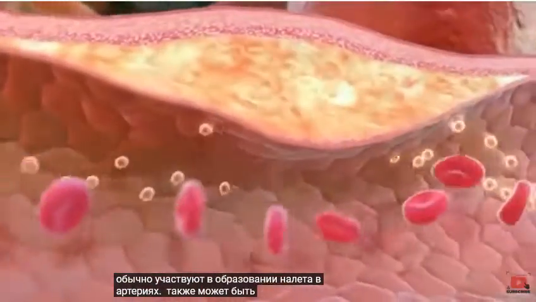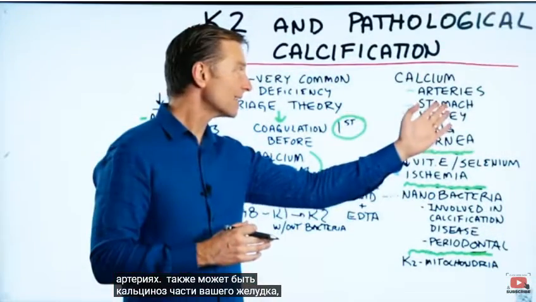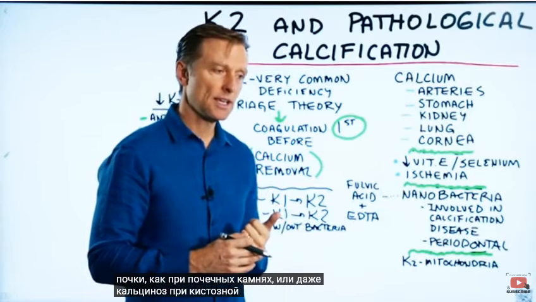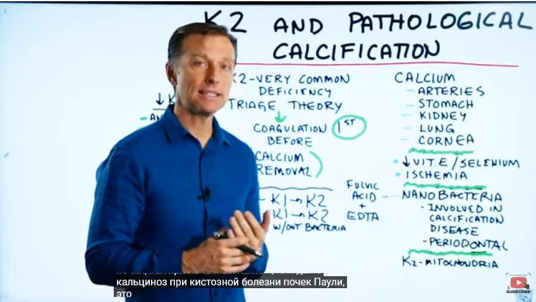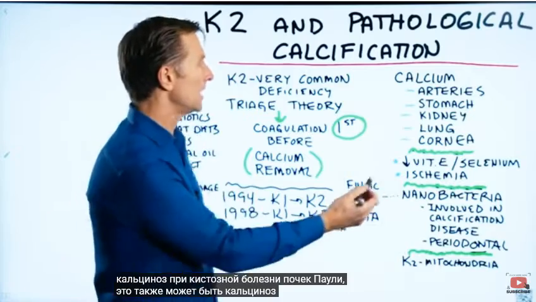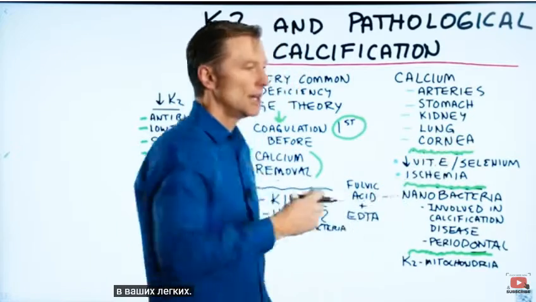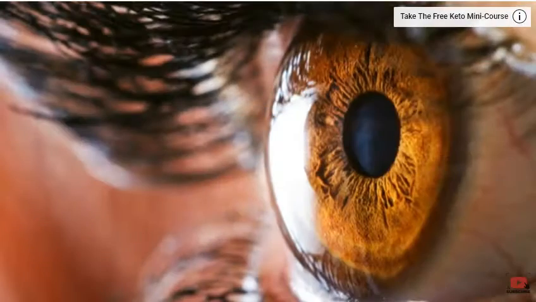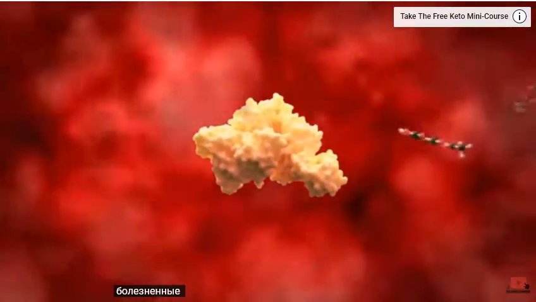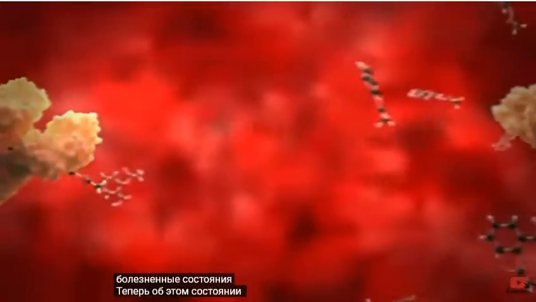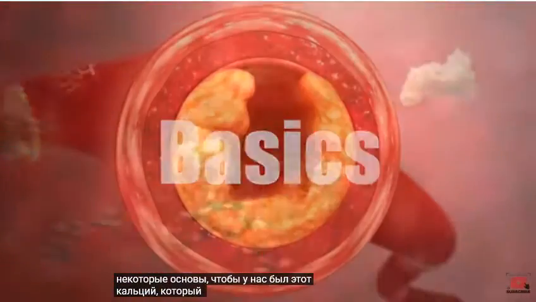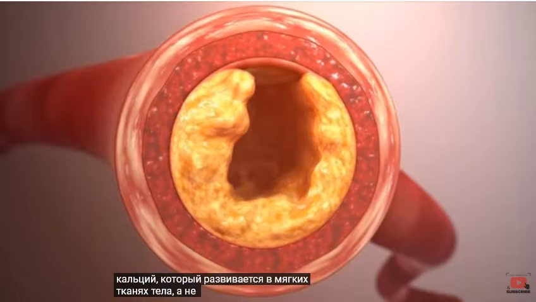It could also be the calcification of part of your stomach, kidney, as in kidney stones, or even calcification in polycystic kidney disease. It could also be calcification in your lungs. There's calcification in the breast tissue, calcification of the cornea of the eye. So it's calcium deposits involved in certain diseased states. Now, there's a lot more to know about this condition, but I just wanted to give you some of the basics. So we have this calcium that is developing in the soft tissues of the body, not in the bone.